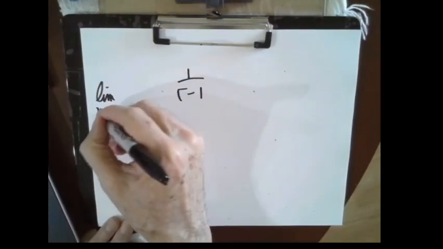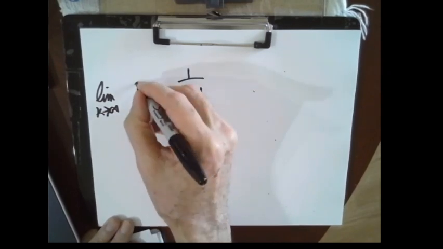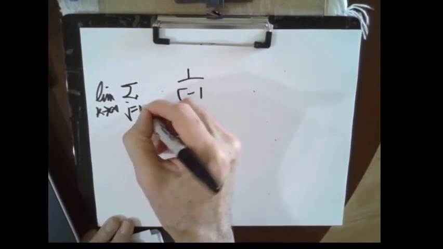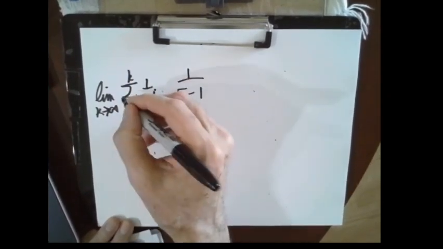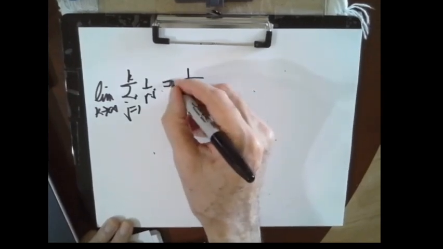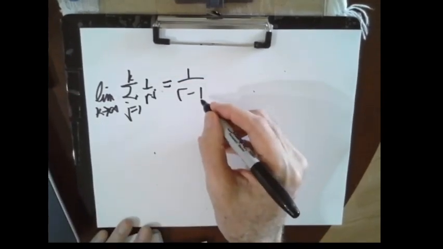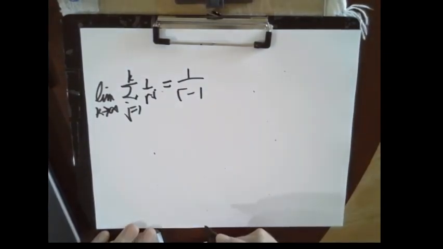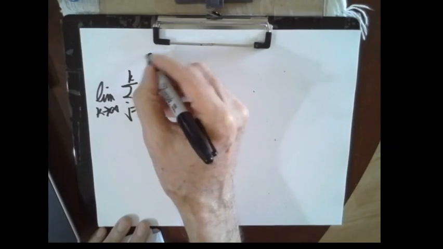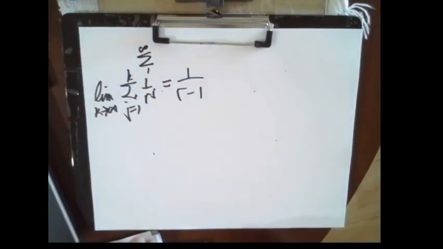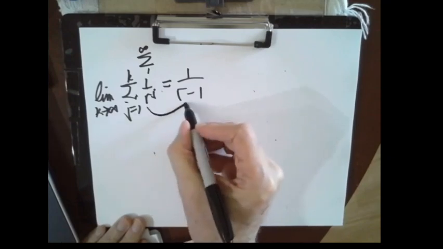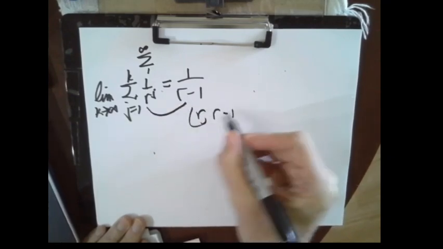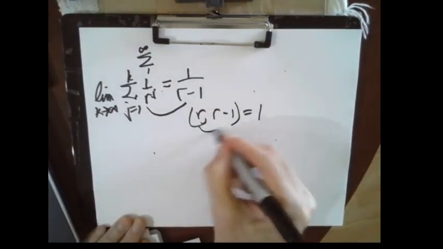The limit as K goes to infinity of, let's use J equals 1 to K, 1 over R to the J equals 1 over R minus 1. Okay, and this translates, of course, to 1 to infinity, the infinite series. This is kind of interesting because R and R minus 1 are relatively prime.